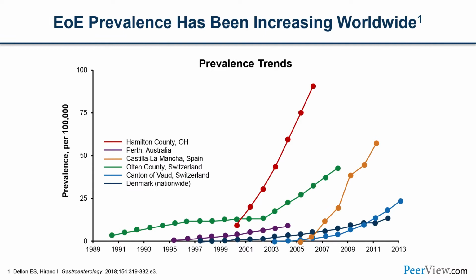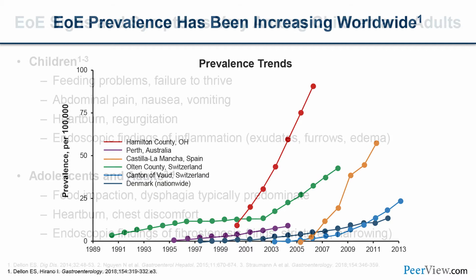Over the years, the prevalence has been increasing, and no matter where we look throughout the world, whether it's in Switzerland or in Ohio or in Denmark, it's increasing everywhere. It's a really interesting thing to discuss, and we can talk about it in the Q&A, about why it may be increasing like this. It's a real increase. It's not just increased diagnosis and increased recognition.